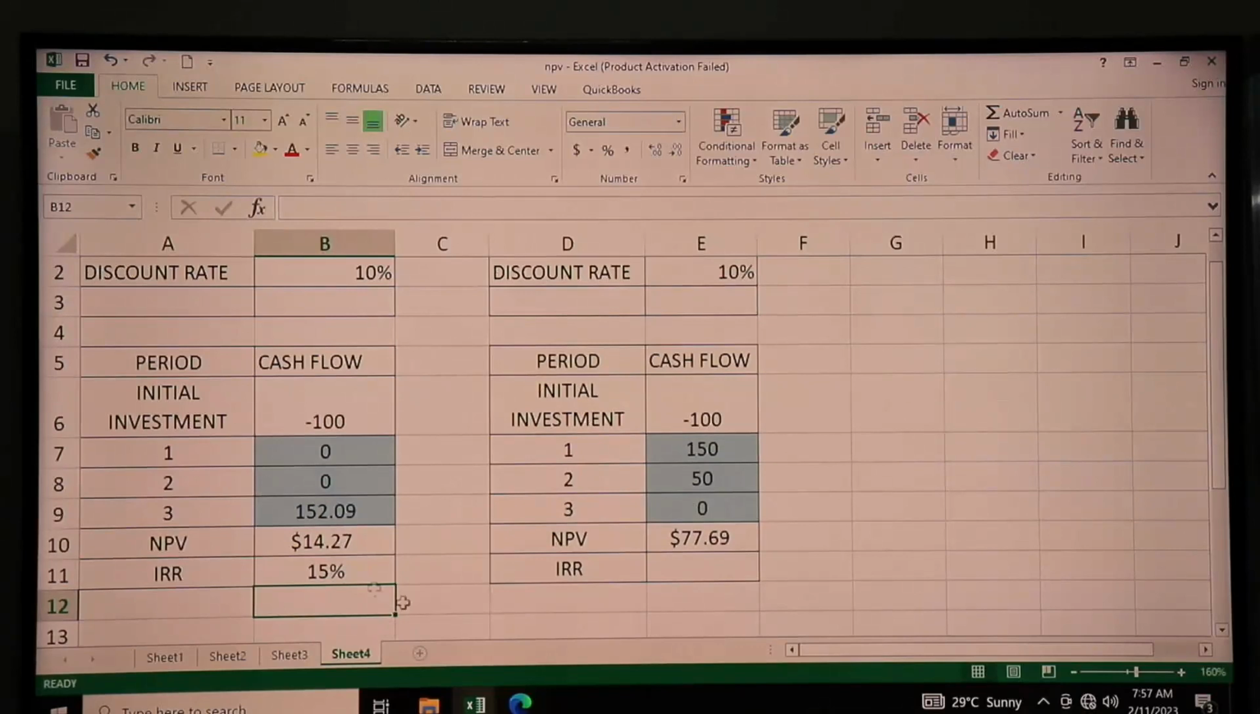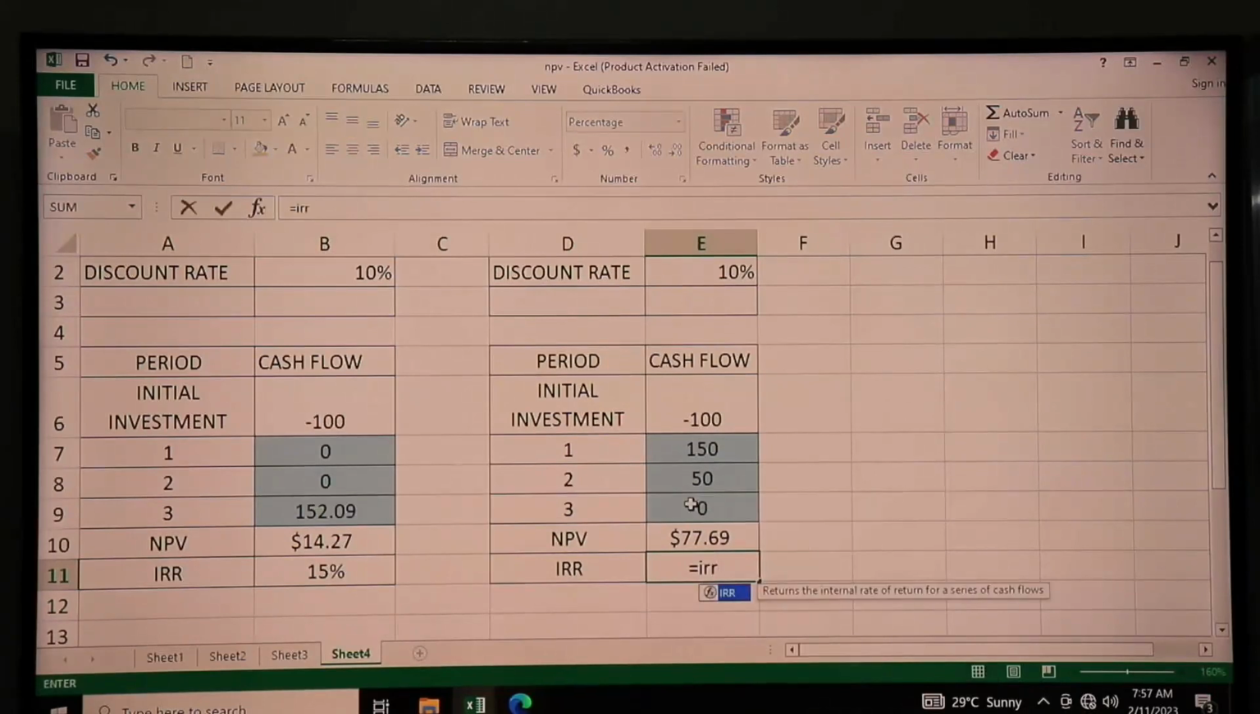So that is when inserting the internal rate of return, you start with an equal sign, then you type internal rate of return. Then you select the internal rate of return formula, you select the range of cells that has our cash flow, and you press enter. So it will indicate the internal rate of return of a project, as you can see there.